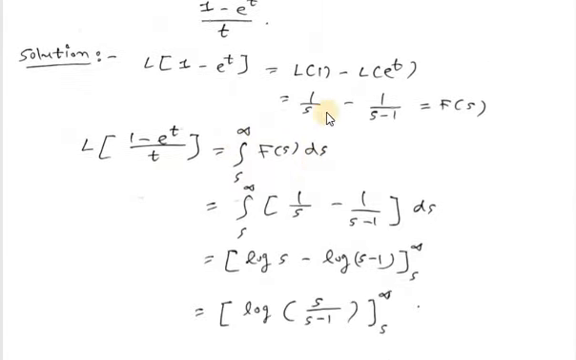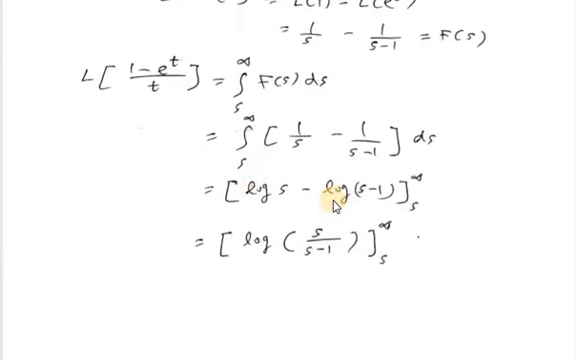Integration from s to infinite of f s is 1 over s minus 1 over s minus 1 ds. And integration of 1 by s, answer is log s, minus integration of 1 over s minus 1, answer is logarithm of s minus 1, and limit is from s to infinite. Now applying the property of logarithm, that is log x minus log y is equal to logarithm of x by y, so it will become logarithm of s over s minus 1.